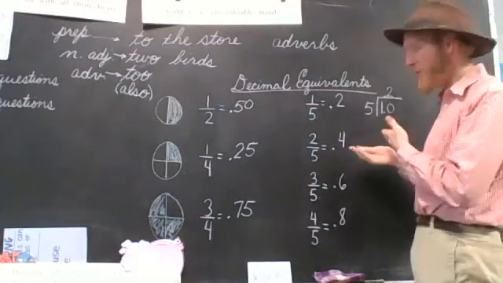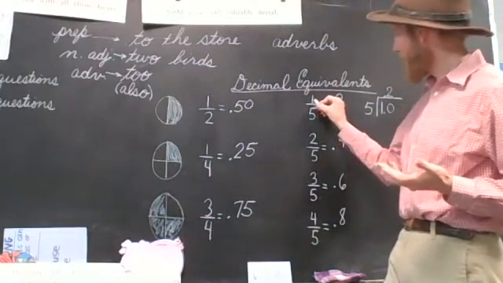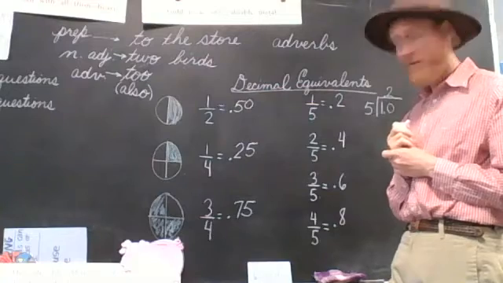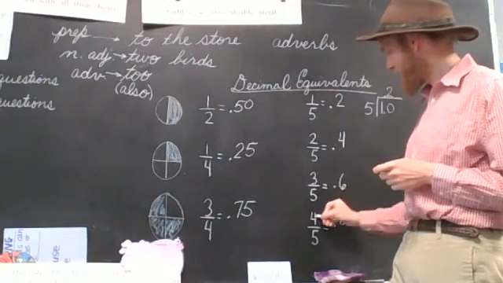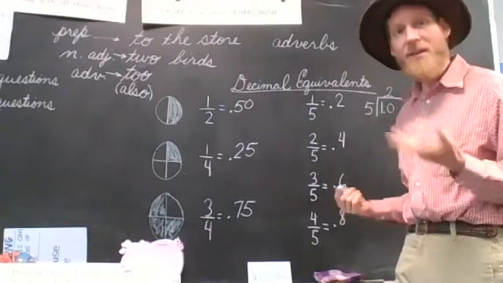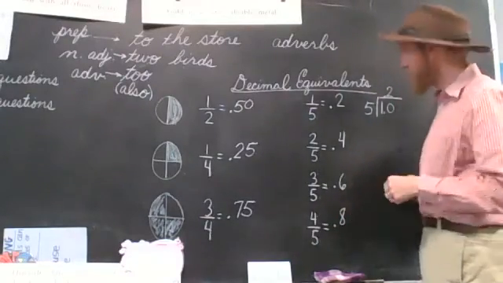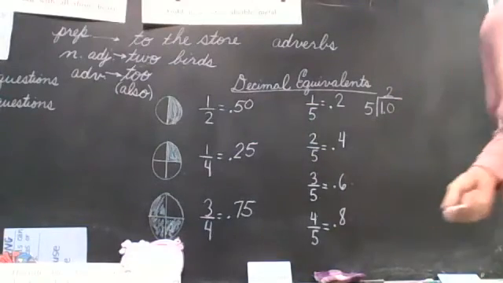Now, obviously, they won't always be in order, but you can multiply the numerator by 2 and get the answer when your denominator's a 5. So something to think about. 2, 4, 6, 8. It's just 0.2, 0.4, 0.6, and 0.8.